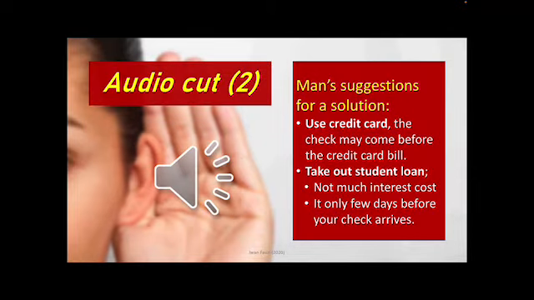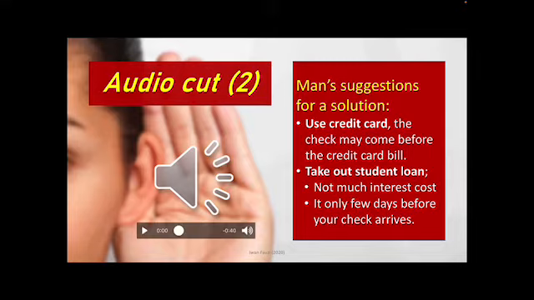And then I also have the audio cut for the second one. This is the main suggestion for a solution about the woman's problems. The main suggestion is like this: use a credit card, since the check may come before the credit card bill, and then take out a student loan. Instead of using the credit card, the woman can take out a student loan, because the student loan does not have much interest cost, and the loan is only for a few days before the check arrives. So this is the suggestion from the man for the solution of the woman's problem.